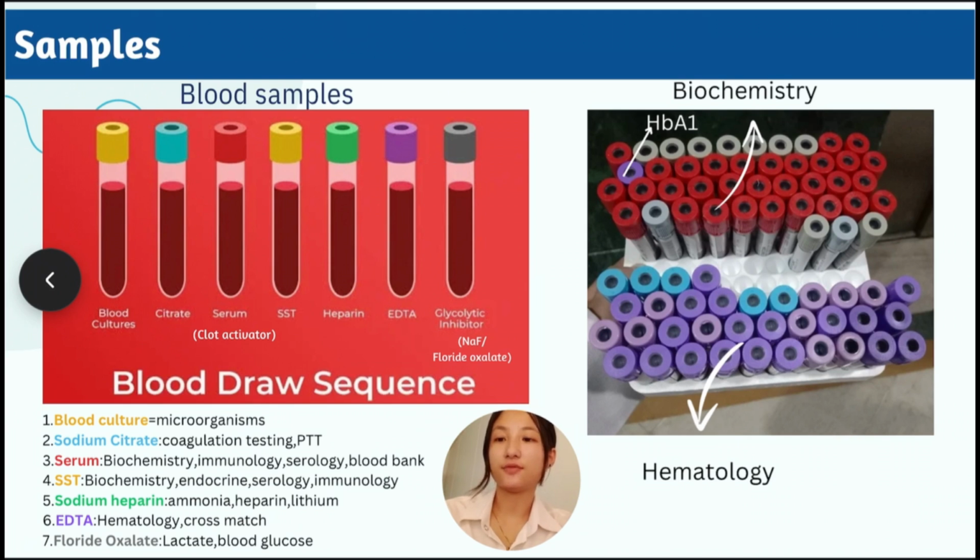Then we have the green tube, which is sodium heparin, used for ammonia, heparin, and lithium detection. The purple tube is known as EDTA, used in hematology and cross-matching. The last one is the gray tube, fluoride oxalate, where lactate and blood glucose are detected. As you can see in the right picture, the red and gray tubes go to the biochemistry unit, and if there is HbA1c in the purple tube, we take it to biochemistry as well. For hematology, we use the purple and the blue tubes.